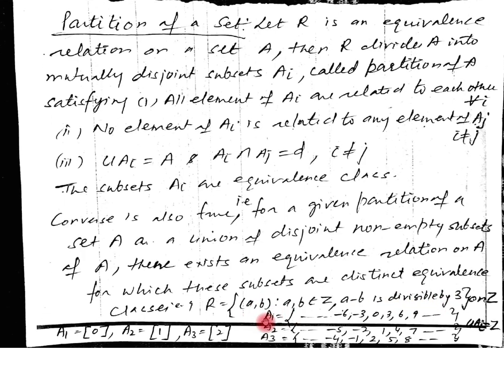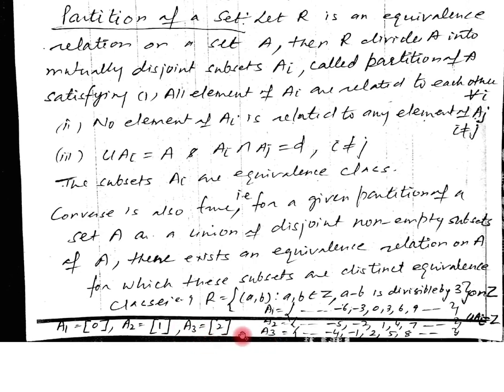Therefore, first we have considered A1, the equivalence class of the element 0. Then we have taken the equivalence class of the element 1, then the equivalence class of the element 2. Now the union of these three sets must be equal to Z. So these are known as the partition of the set of integers on the given relation. This is all about today.